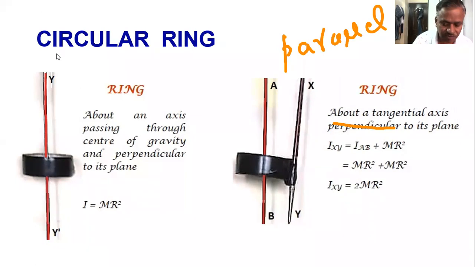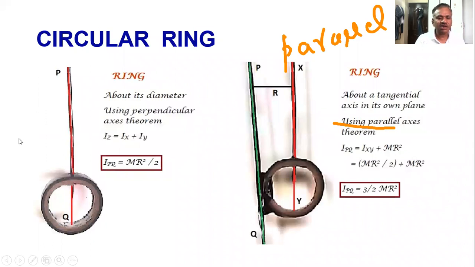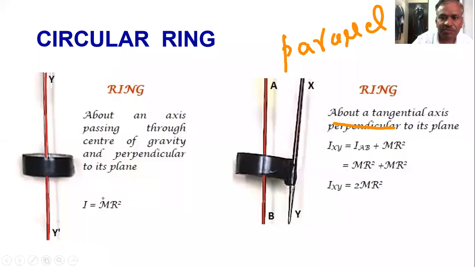Next one, about its diameter. Then what I told you about the diameter means here both, this one and this one, are perpendicular. So both are perpendicular. Okay, one minute.